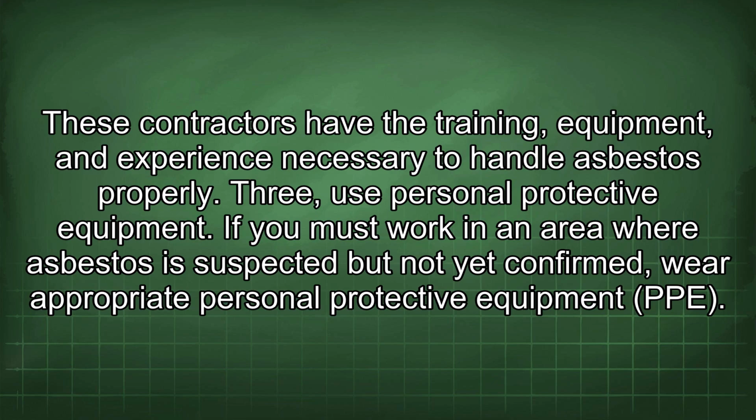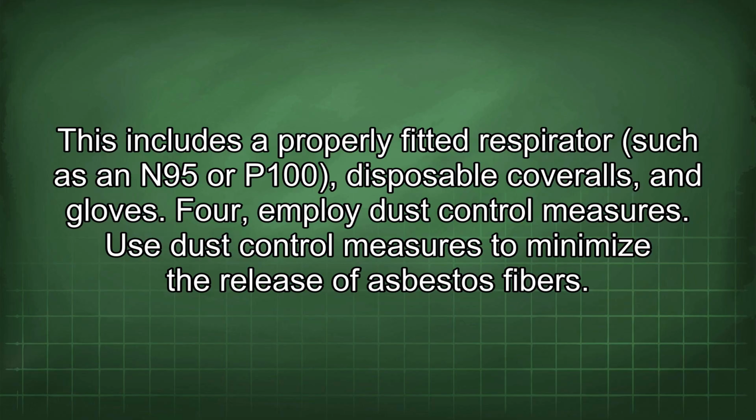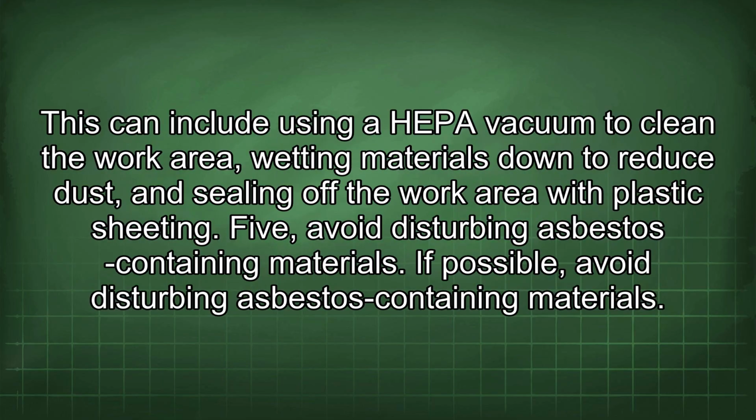3. Use personal protective equipment. If you must work in an area where asbestos is suspected but not yet confirmed, wear appropriate personal protective equipment (PPE). This includes a properly fitted respirator such as an N95 or P100, disposable coveralls, and gloves. 4. Employ dust control measures. Use dust control measures to minimize the release of asbestos fibers. This can include using a HEPA vacuum to clean the work area, wetting materials down to reduce dust, and sealing off the work area with plastic sheeting.